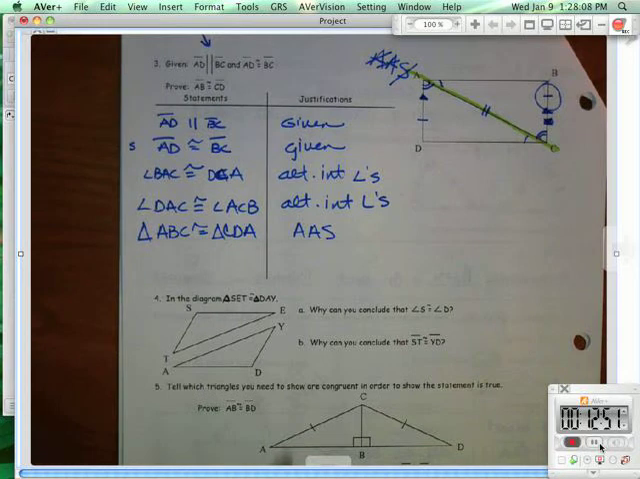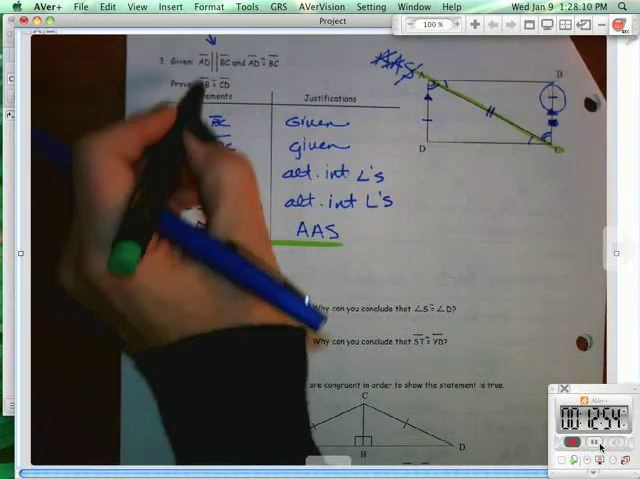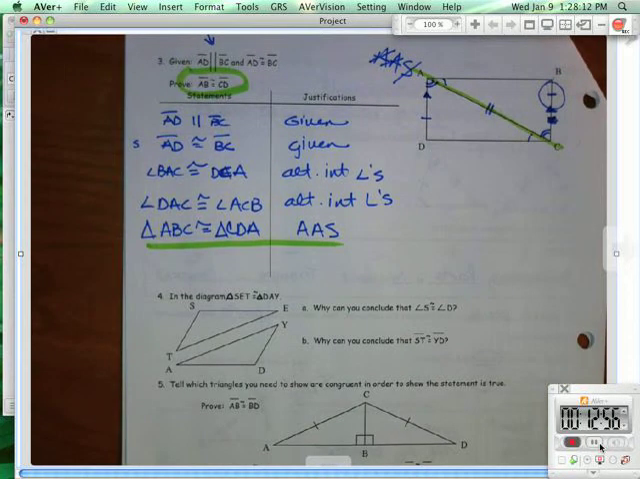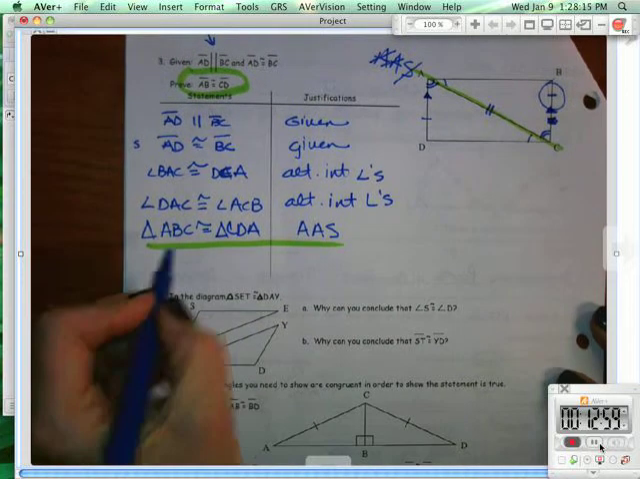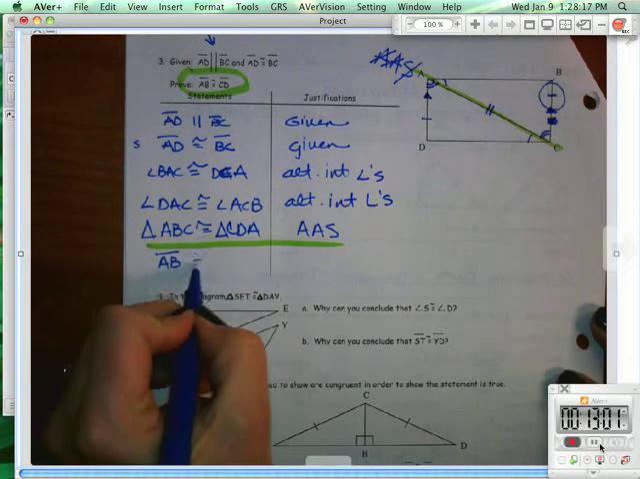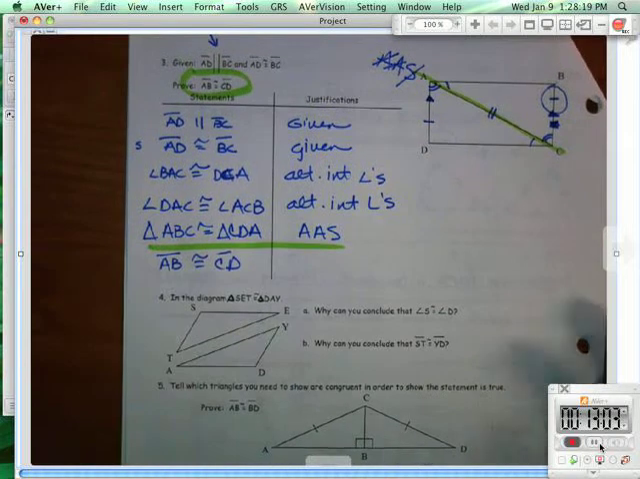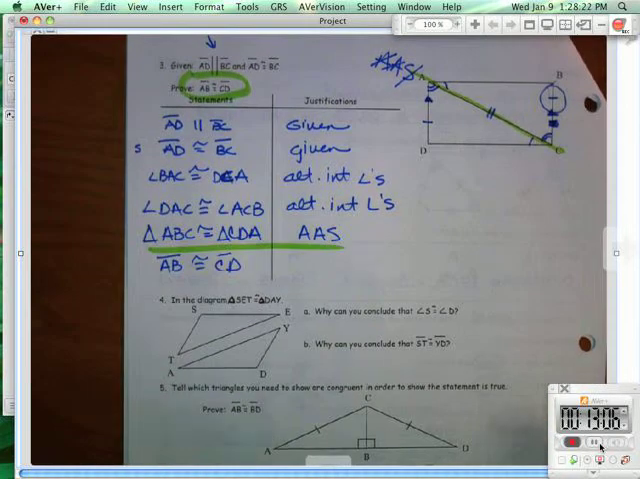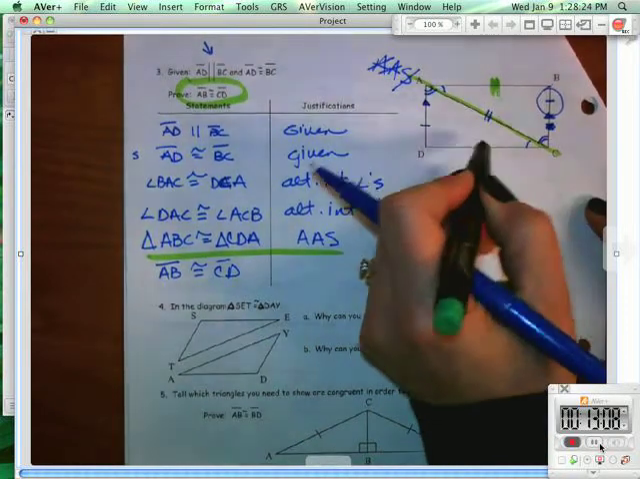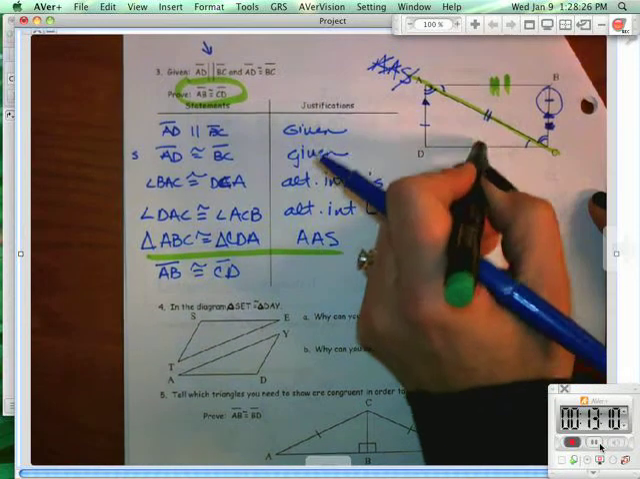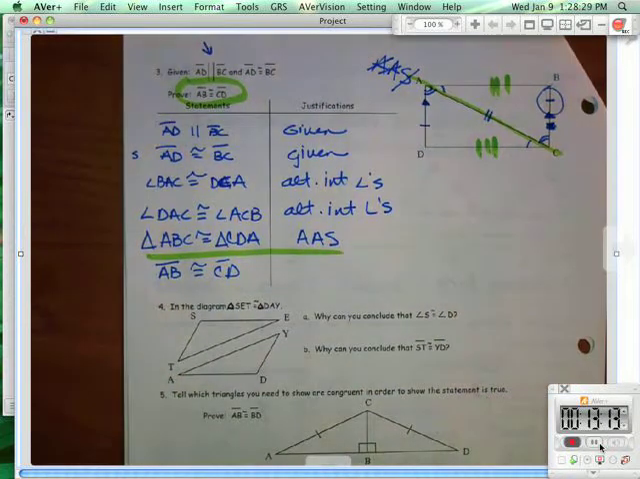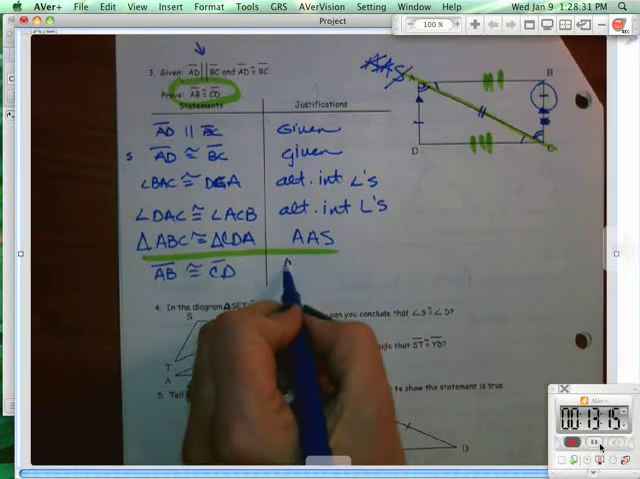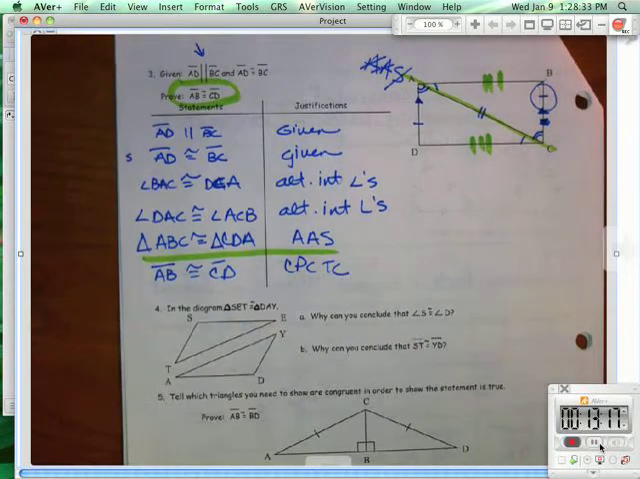But we're not done. What do we need to prove? We need to prove that AB is congruent to CD. And we know that because of what? CPCTC. If the triangles are congruent, all the corresponding parts are congruent. It's a beautiful thing, isn't it? It's gorgeous. It's like a puzzle.